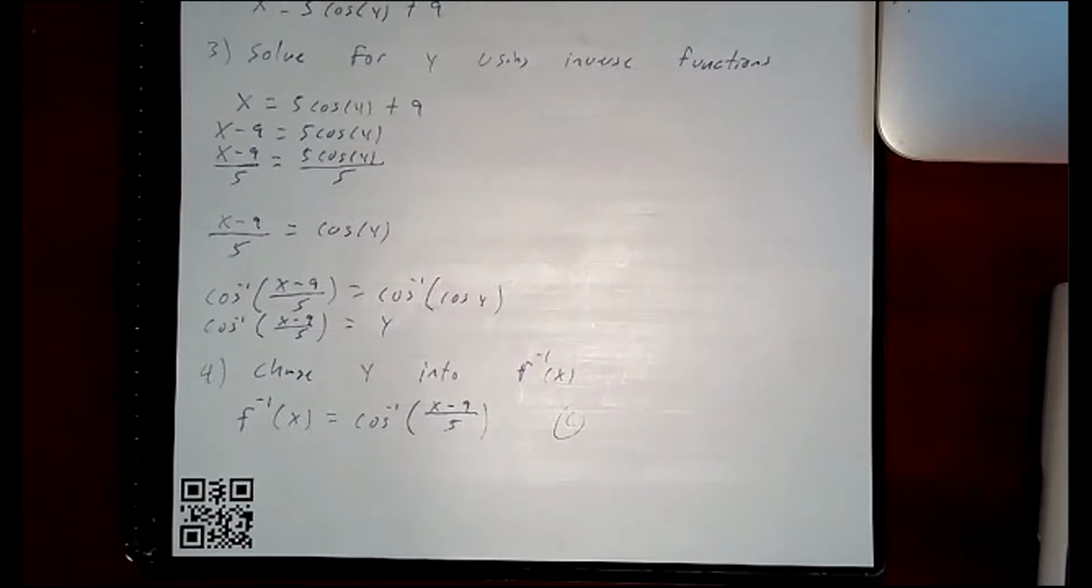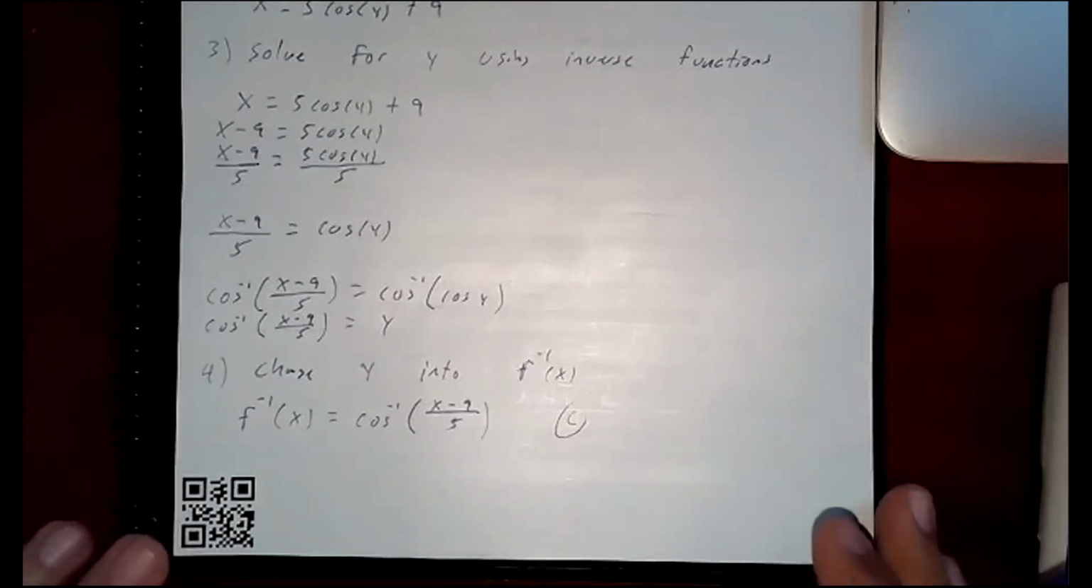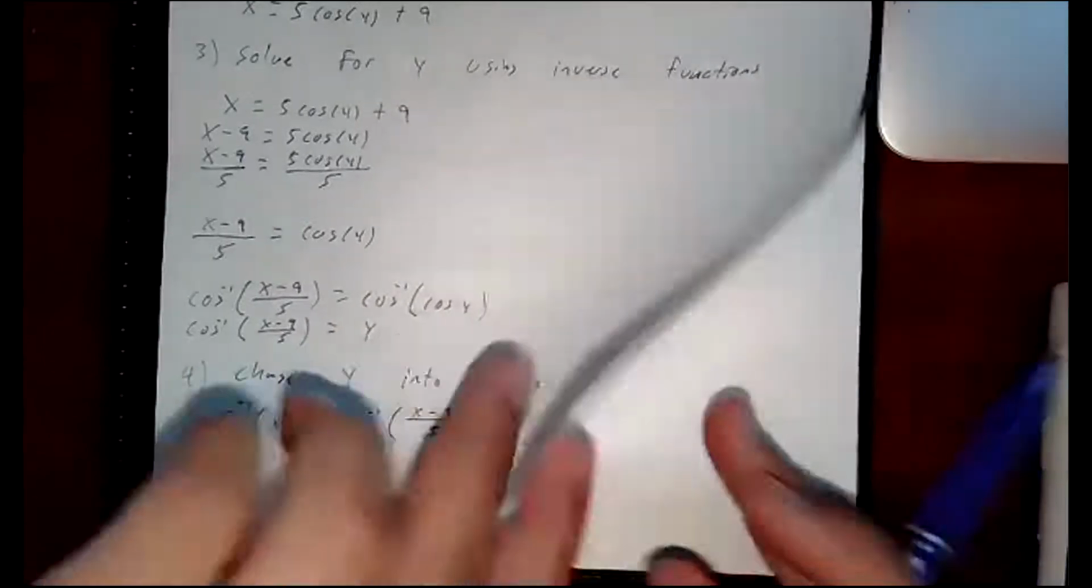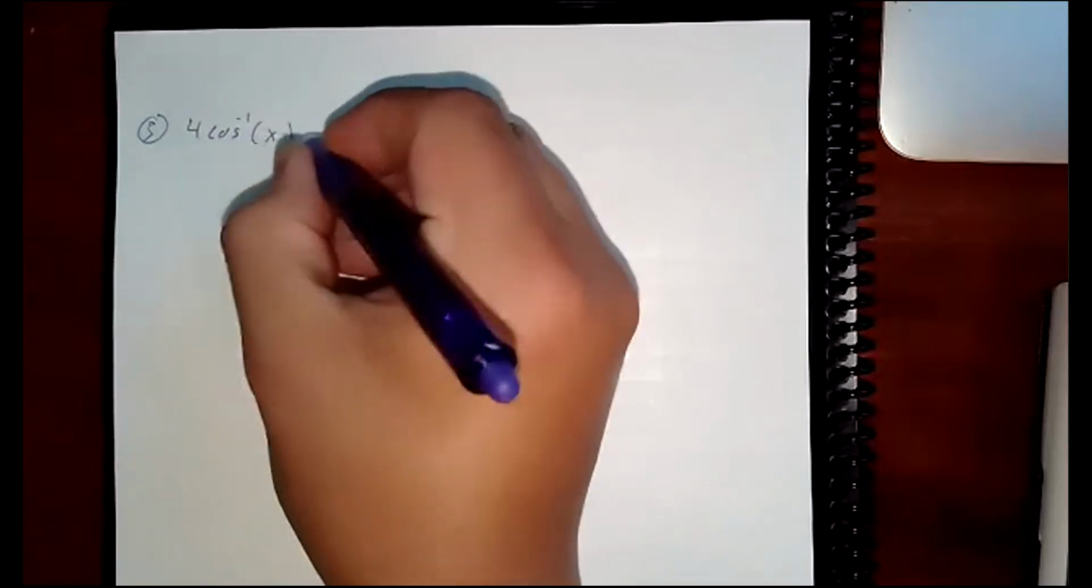Are there any questions on finding inverses of trig functions? Okay. Let's keep going. Let me know if there's any questions at any point where something doesn't make sense. This is question, the fifth question. For cosine inverse of x equals pi.